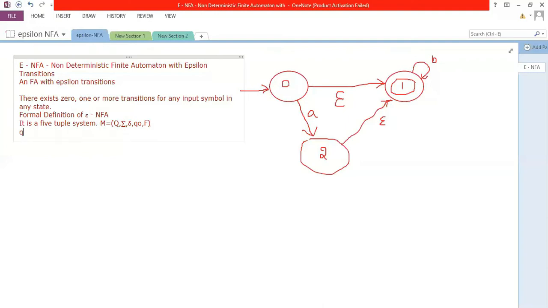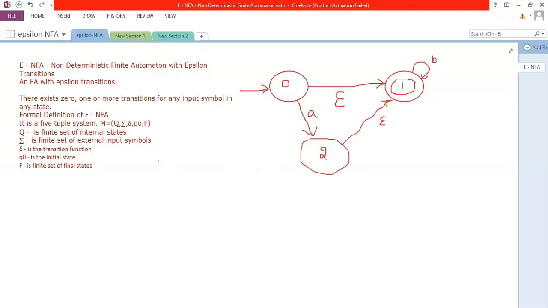So anyhow, we know already Q is a finite set of internal states. Sigma is a finite set of external input symbols. Delta is the transition function. Q naught is the initial state. F is a finite set of final states, that is known. So we should also define what is delta here.